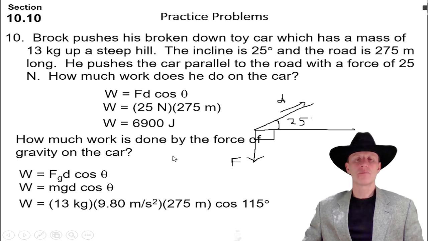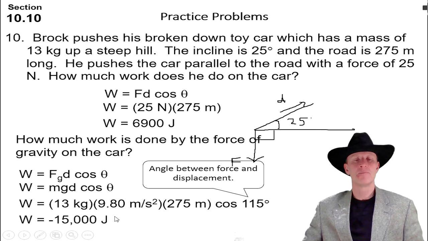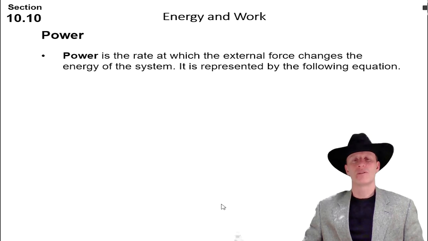Now remember, we're talking about the weight of the car. The weight of the car is going to be F sub g, which is mass of the car times gravity, which is 13 times 9.8. So we're looking at 13 times 9.8 times the distance it's moved times the cosine of the angle between them. 90 plus 25 gives us that 115. So we're looking at negative 15,000 joules of work.